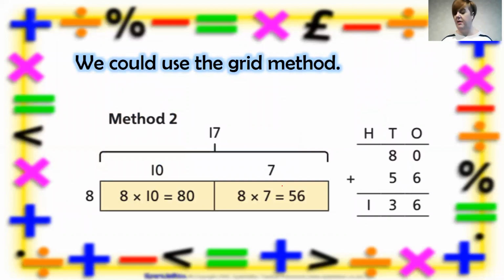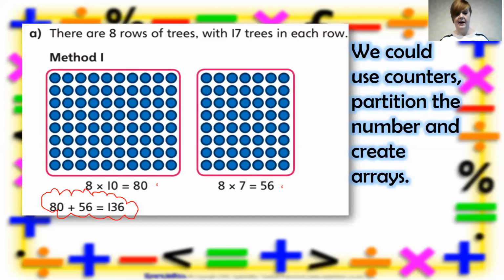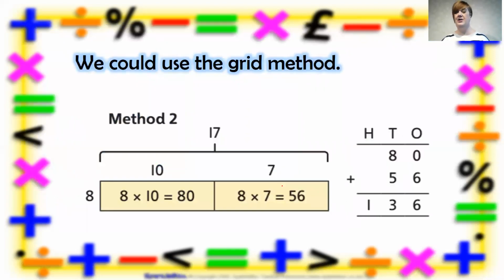Now the thing with grid method and the last one, if I just go back, they work really similar, in a similar way, okay? So in this one, we split our calculation up into 8 times 10 and then 8 times 7. And as you can see with the grid method, we're doing exactly the same thing. We've taken that 17 here and we've partitioned it into 10 and 7 so we can split that calculation up. So we've got 8 times 10 here and then 8 times 7.